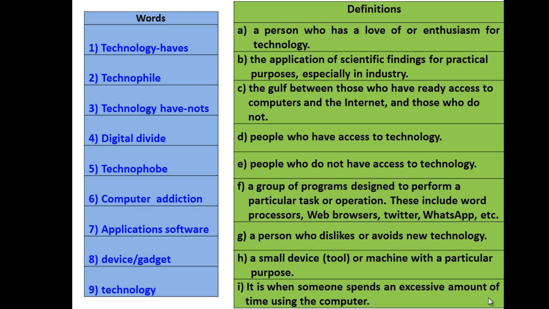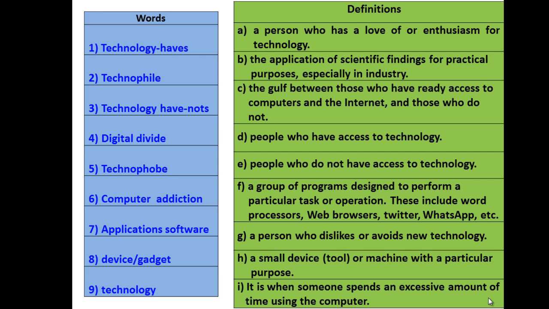Definition F: a group of programs designed to perform particular task or operation. These include word processors, web browsers, Twitter, WhatsApp, etc. G: a person who dislikes or avoids new technology. H: a small device or tool or machine with a particular purpose. The last definition: it's when someone spends an excessive amount of time using the computer. So let's get started.